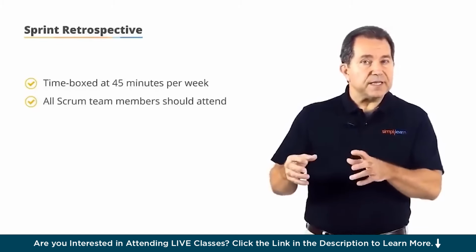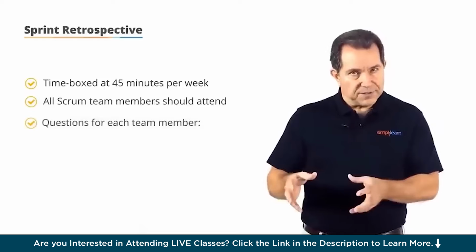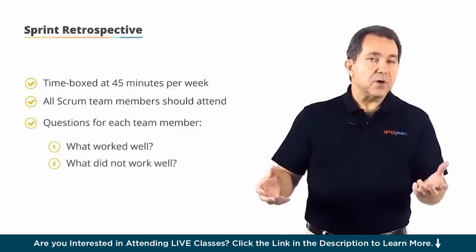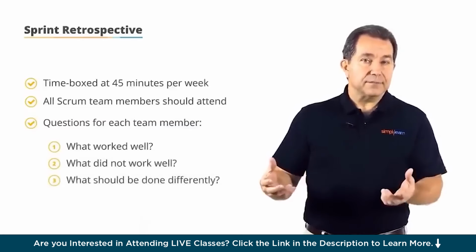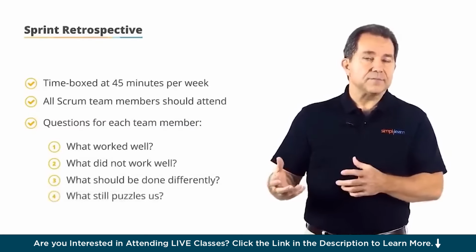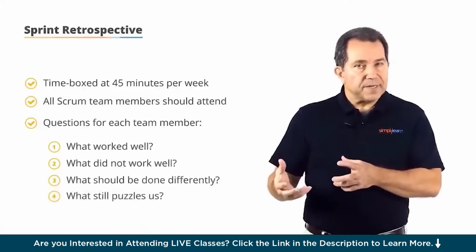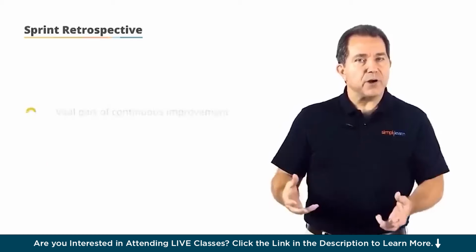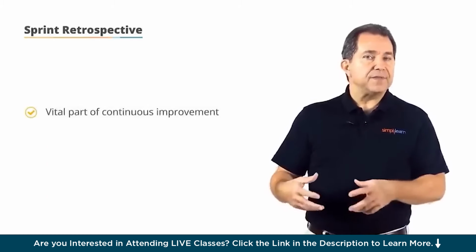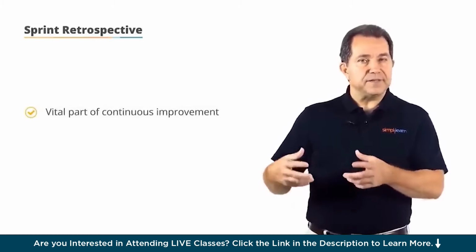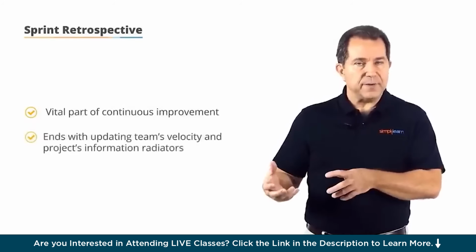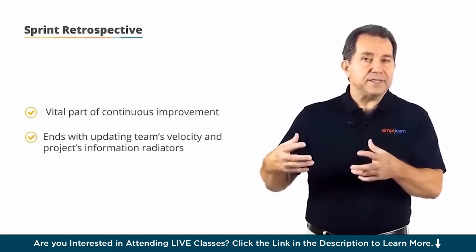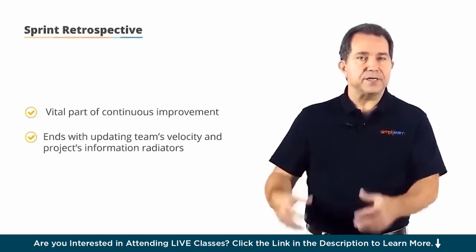During the retrospective, the team answers 4 questions. What worked well? What did not work well? What should be done differently? And what still puzzles us? One or several problem detection techniques may be used in the retrospectives, and this ceremony is a vital part of continuous improvement. At the conclusion of the retrospective, the team's velocity and the project's information radiators are updated. Then the next sprint's planning meeting takes place, and this cycle continues until the project is complete.